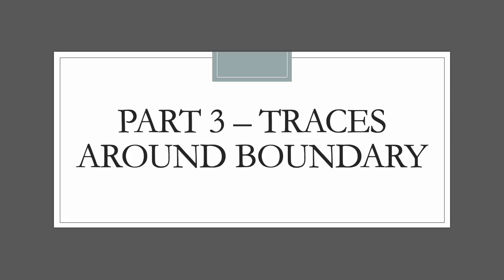So Part 3 traces around the boundary of the property, starting at and ending at the point of beginning. And this is the core of meets and bounds descriptions. Each segment of the boundary is described by a call, which includes its course, its direction, and its distance or length. And the description must form a polygon, meaning that it must end precisely back at that point of beginning. If it doesn't close, then there's an error with the description, okay?